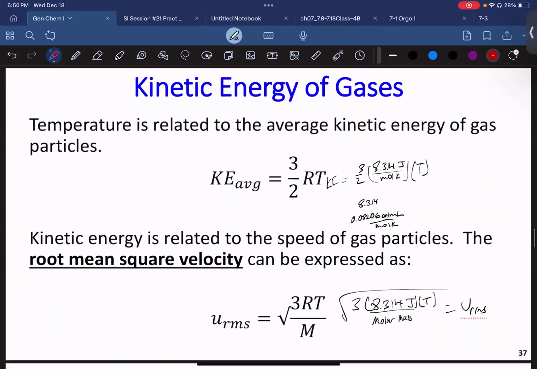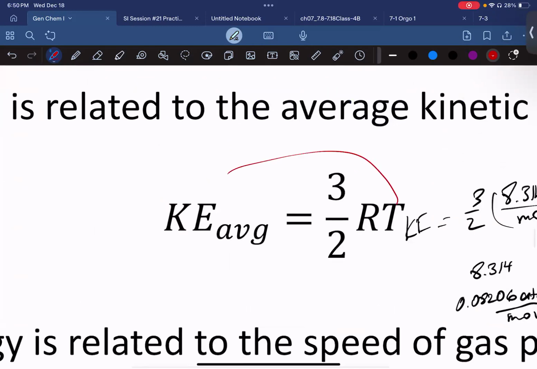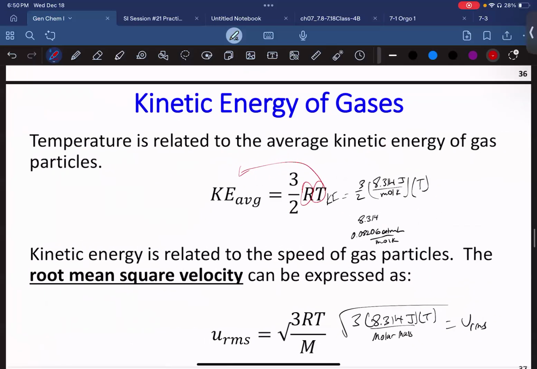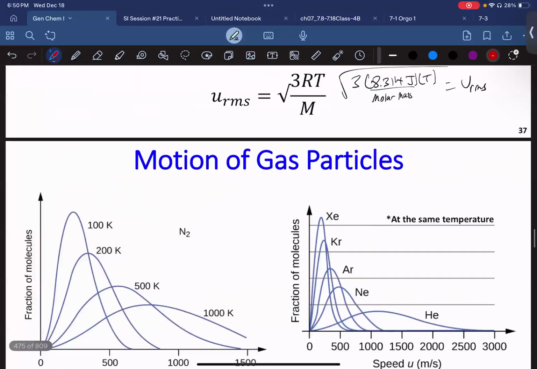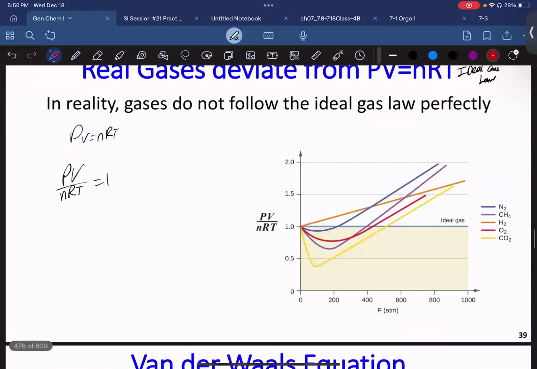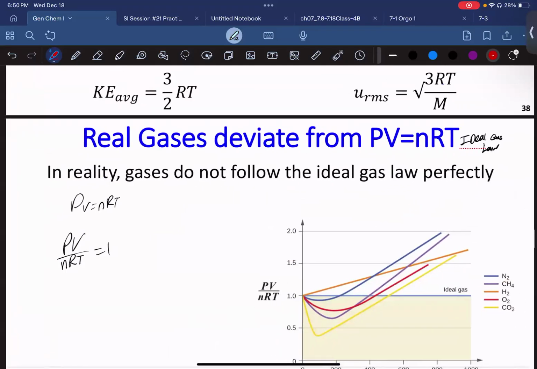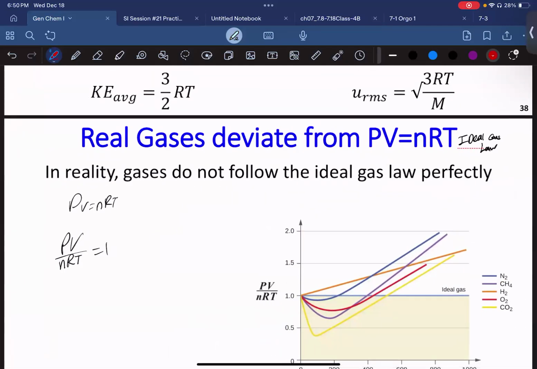And this is what I meant with temperature and average kinetic energy, because temperature is the only thing that's actually being multiplied. R, as we know, is a constant, right? Temperature is essentially the average kinetic energy of a substance. And real gas laws are a little different. Real gas laws have to do with how gases really act.